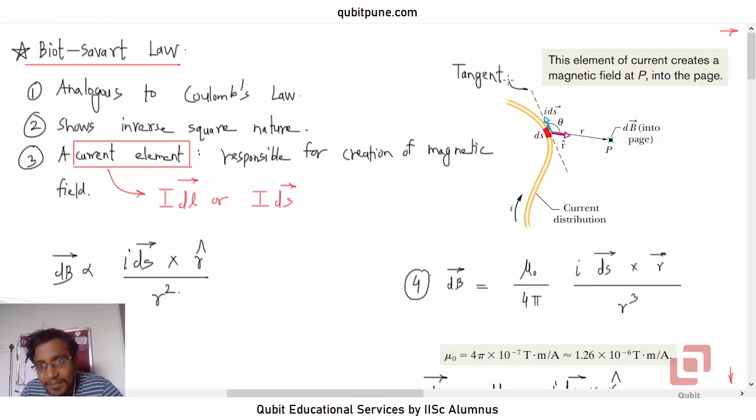This is tangential, and the current element is always taken along the tangent, just like velocity is always tangential to the path. Literally the drift speeds we can say are tangential to the path. Okay. The second vector is the unit vector, or the vector of magnitude 1, in the direction towards the point where we want to determine the magnetic field.